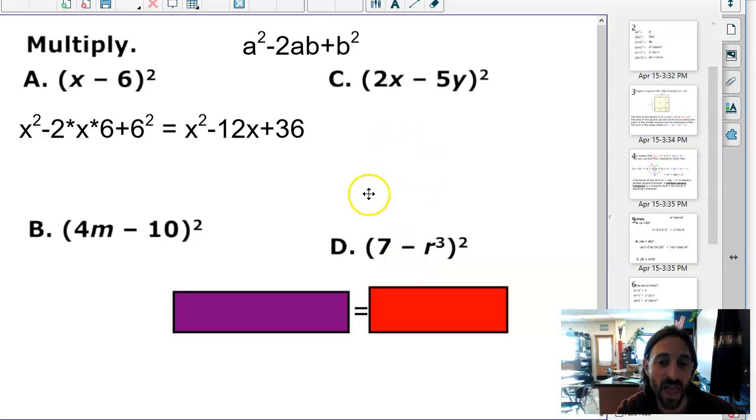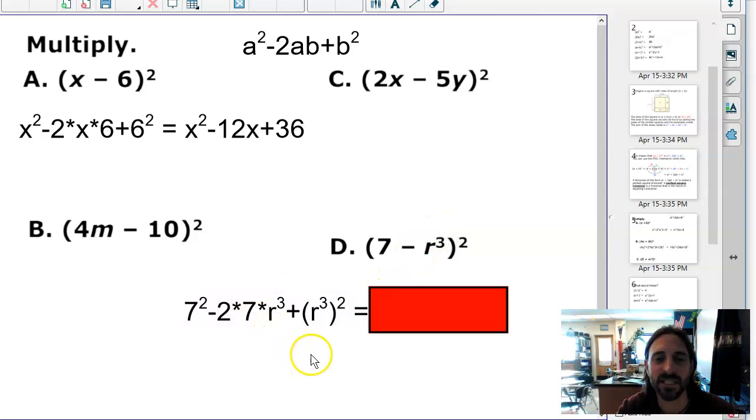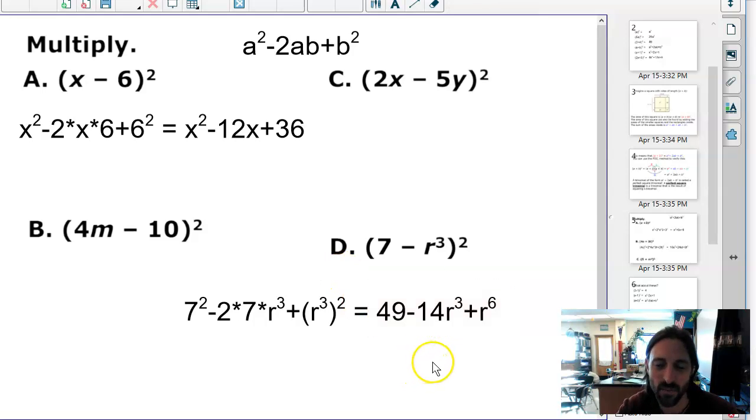This other example here, the a term is 7. I'm subtracting it with a b term of r to the third. Don't freak out. Set it up. First term, a squared, 7 squared, minus 2 times 7 times r cubed plus r cubed squared. Now you might get a little messed up with how to carry this out, but really that's just 49 minus 14r cubed, and r cubed squared is r to the 6th.